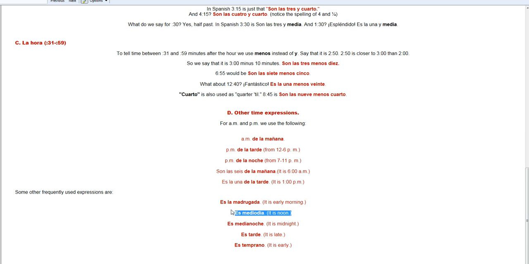If it's noon, if it's 12 o'clock, es mediodía, where día means day. Medio, remember up here, means half. So it's halfway through the day. That makes sense, right? Es mediodía. If it's the middle of the night or midnight, we'd say es medianoche. Notice medio for día, media for noche. If it's late, we're going to say es tarde. And if it's early, we're going to say es temprano.